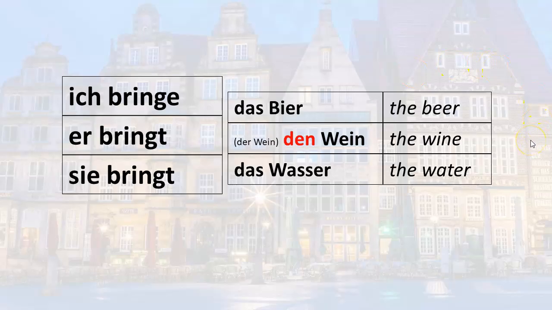If I want to say I bring the beer, it would be Ich bringe das Bier. I bring the wine. Ich bringe den Wein. Again, remember den because it's in the accusative case because it's the direct object. I bring the water. Ich bringe das Wasser. Remember, this can also mean I bring or I am bringing. So, ich bringe das Bier. I bring the beer or I am bringing the beer.